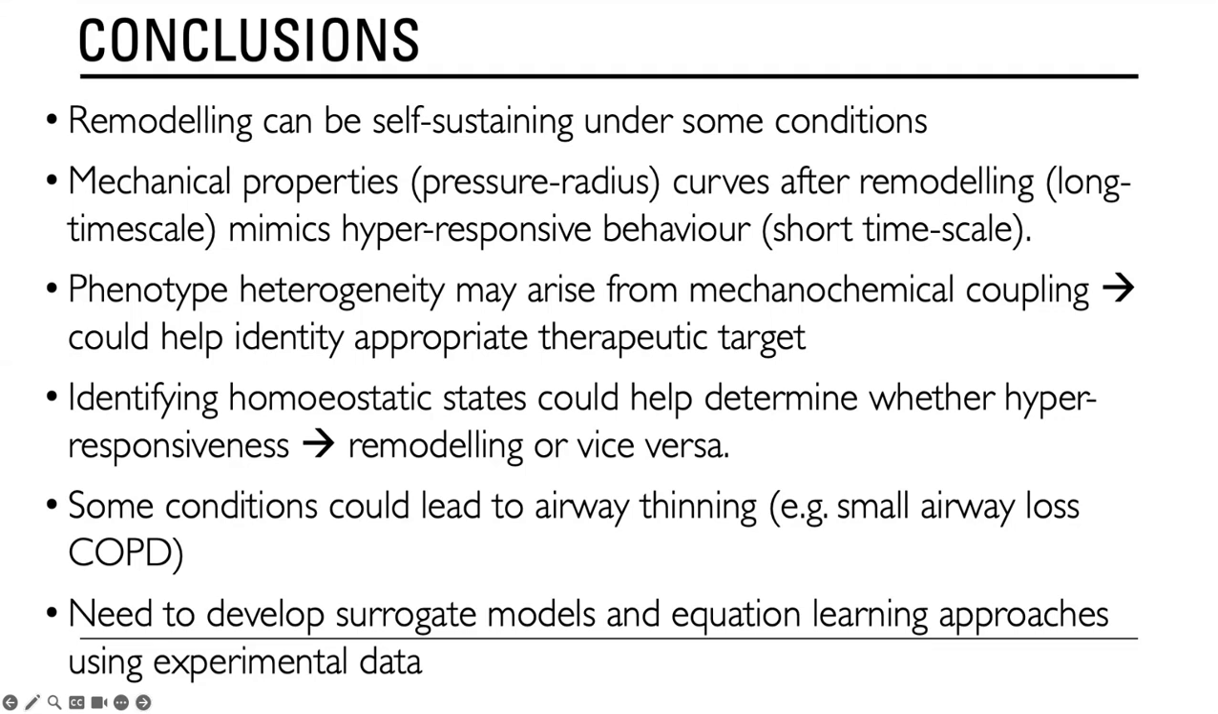But phenotype heterogeneity could arise from mechanical coupling, as I've shown, and might help us identify appropriate targets in time. And I just want to say that the things we've shown you so far have all been about thickening of the airway. But you can imagine that if I chose some slightly different parameters, I could end up in a state where I had airway thinning rather than airway thickening, as in my psi in equals psi out might have been a stable state instead of an unstable one. This is just a hypothesis.